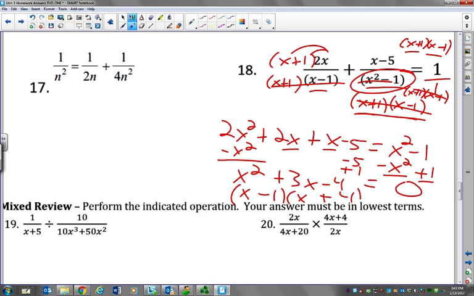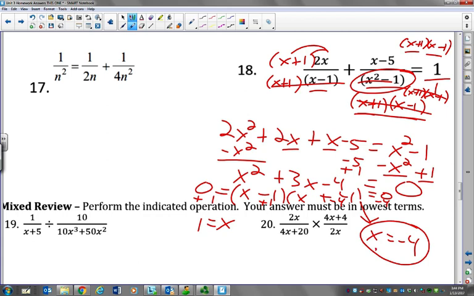Then, when you set both of those equal to 0 and solve for x, we add 1 to the other side, so we get x equals 1. And for this one as well, but this time we're going to minus 4 from both sides, so we get x equals negative 4. So those are two solutions for number 18.